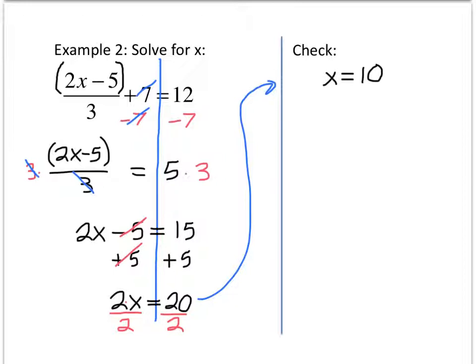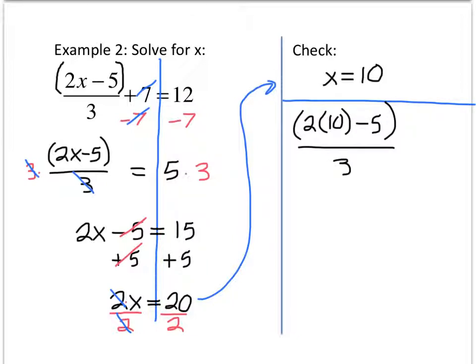And again, just as a reminder, multiplication and division are inverses, so the 2's divide to 1, leaving us just with x. So now we want to check this. I'm going to plug in the 10 for this problem. So plugging in, I'm going to put in parentheses 2 times 10 for the x, minus 5, so there's the top of my fraction, all over 3, plus 7, and hopefully this equals 12.